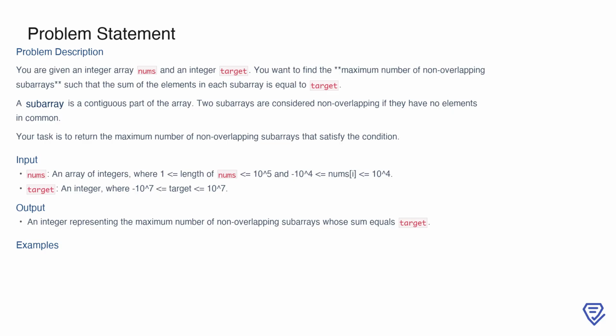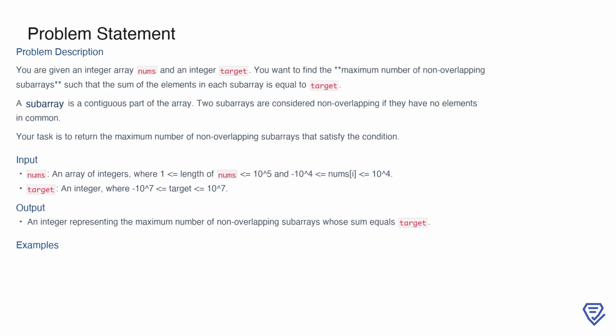Let's get started. In this problem, you are given an array of integers, nums, and an integer target. The goal is to identify the maximum number of non-overlapping subarrays within nums where the sum of the elements in each subarray equals the given target. A subarray is defined as a contiguous section of the array, and two subarrays are considered non-overlapping if they do not share any elements. For example, if one subarray ends at index 2, another subarray cannot start at index 2 or earlier. You are required to return an integer that represents the maximum number of such valid subarrays.